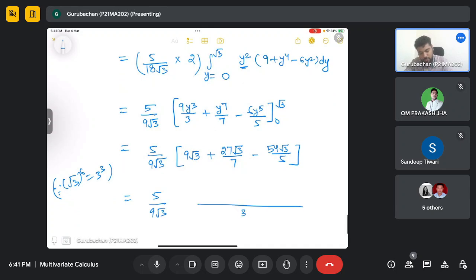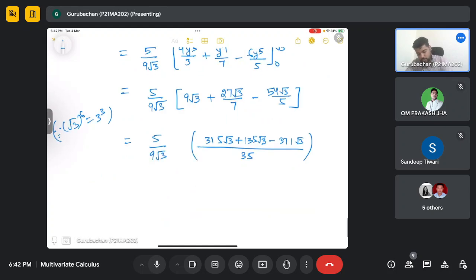So this will give us, multiply this, check the calculation parallelly. From here, under root 3 will cancel, and this will be 1 by 9 into 7. So subtract it.